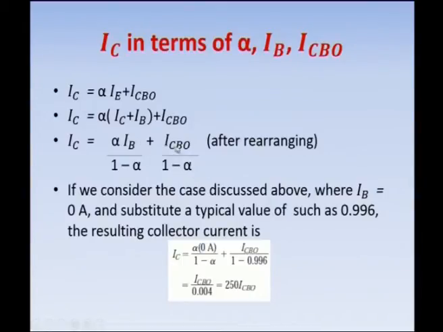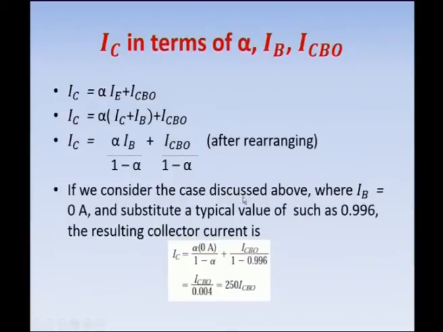IB is the input current, ICBO is the collector to base current with emitter open. This is the relationship between the output current with respect to the input current as well as the minority carriers at the collector terminal.